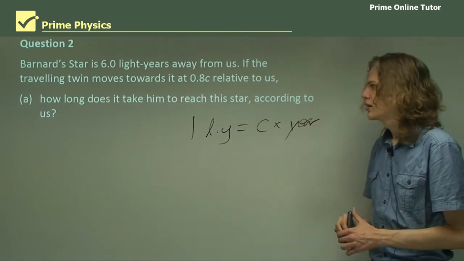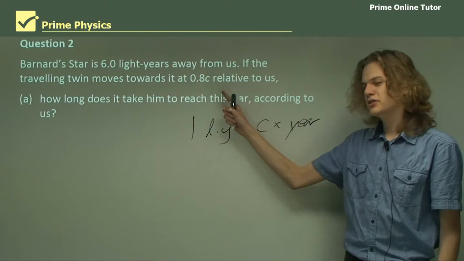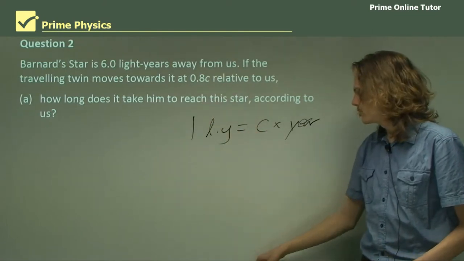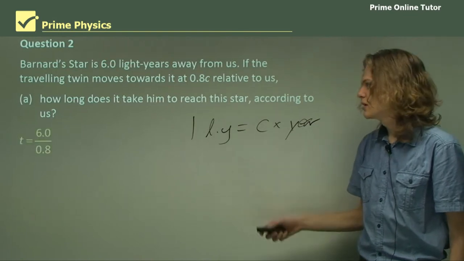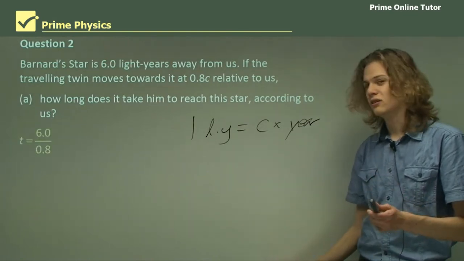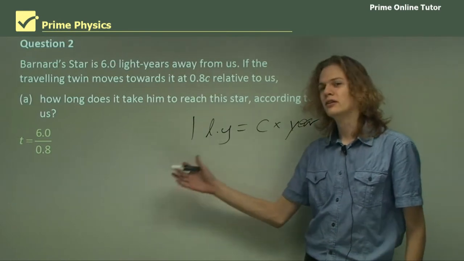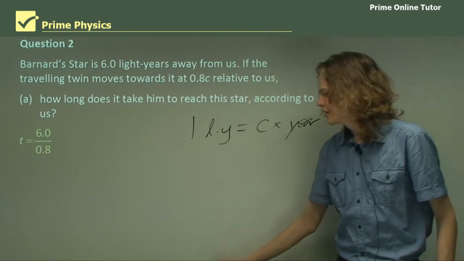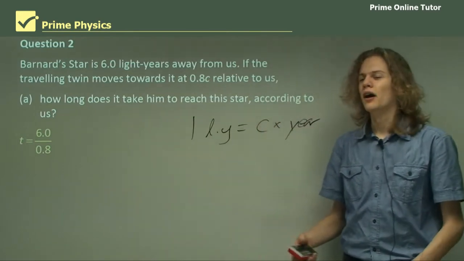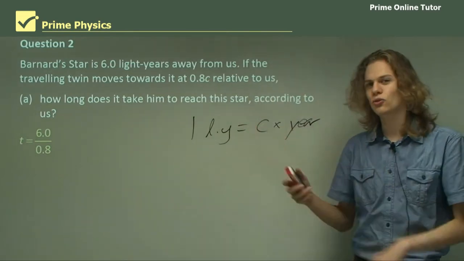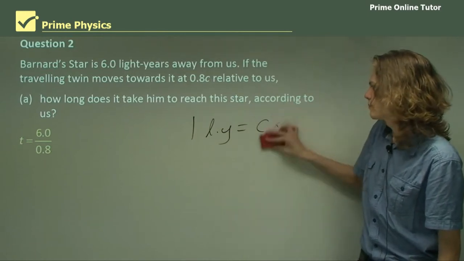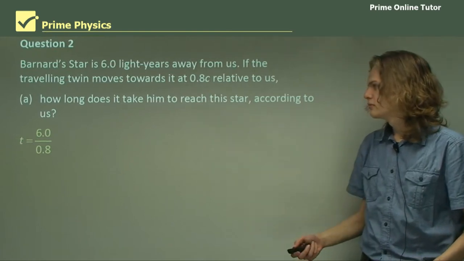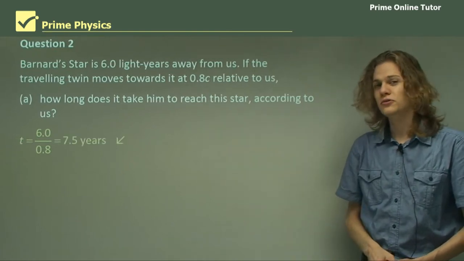Right? That means if we're moving at 0.8 c and we're traveling 6 light years, then the amount of time that it will take us to travel that distance is just given by 6 light years over 0.8 light years per year. The light cancels out, you end up with years. This is why we often measure distances in light years in this sort of question. So we take 6 and divide it by 0.8, and we'll end up with an answer of 7.5 years.